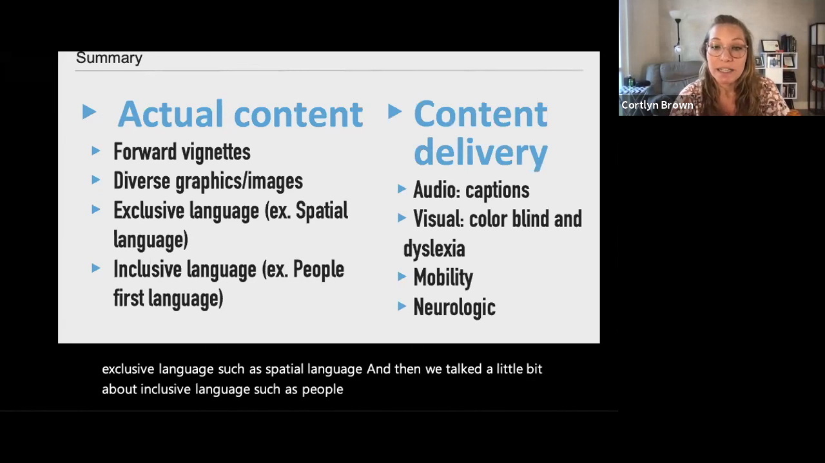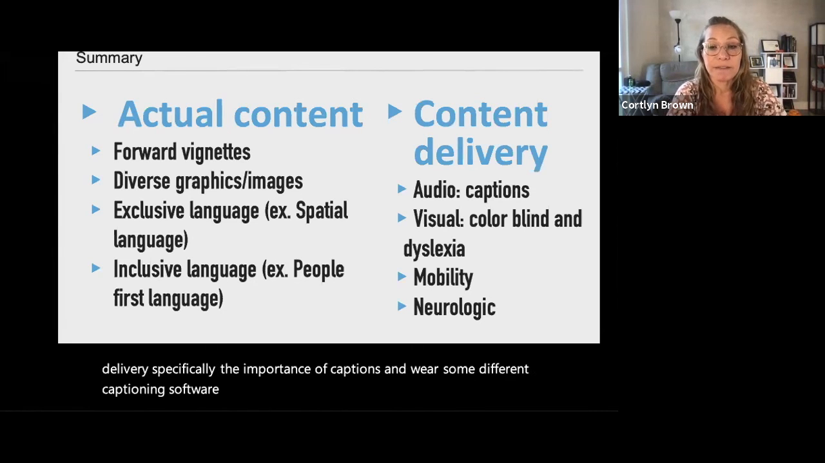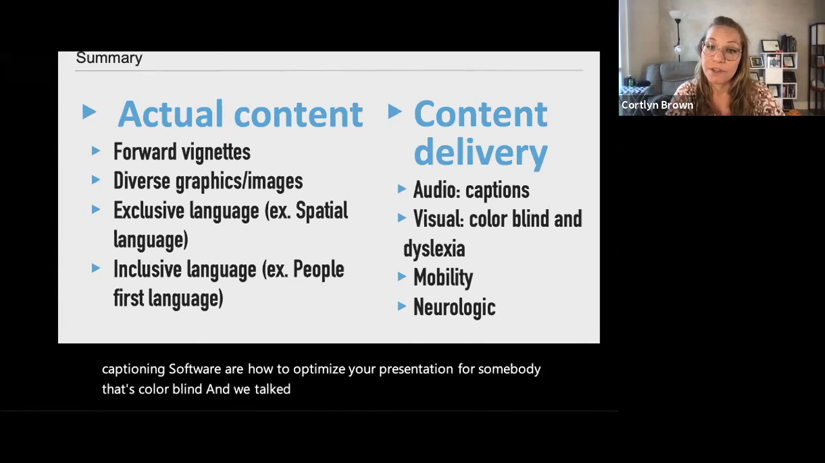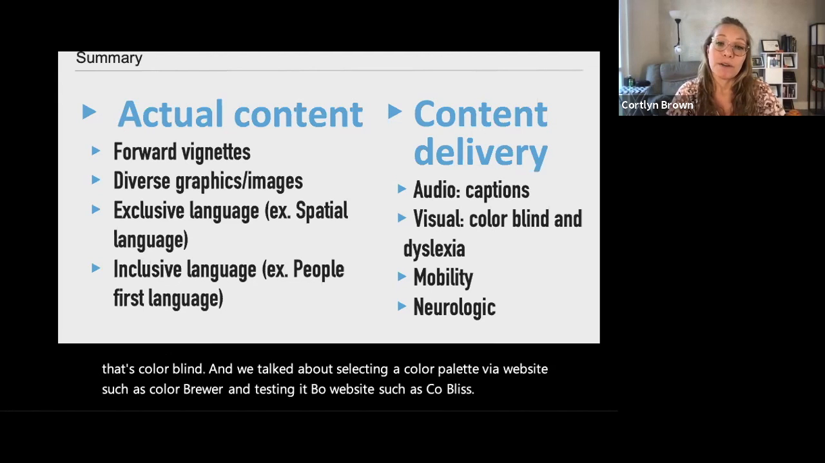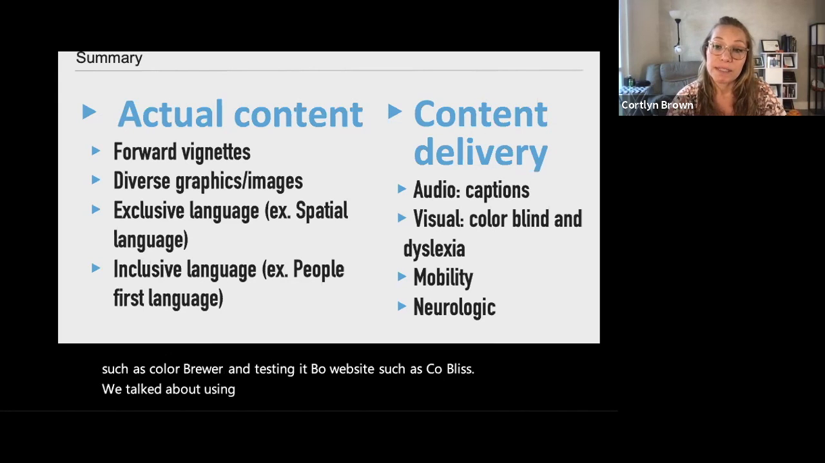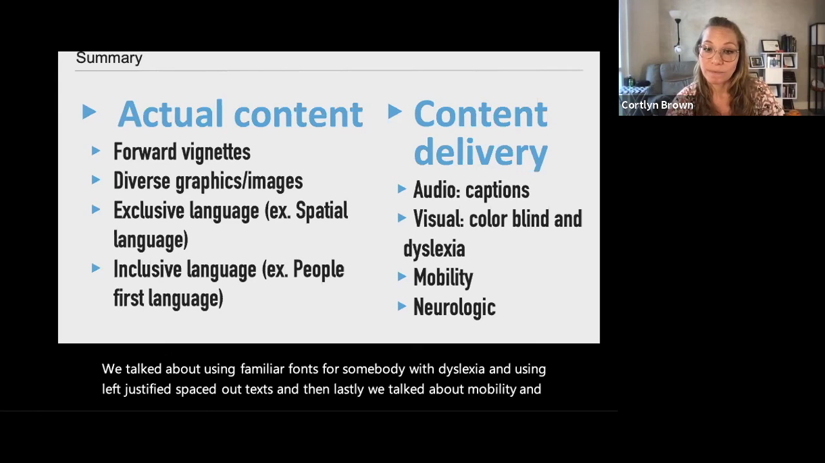Next, we talked about content delivery, specifically the importance of captions and where some different captioning software are, and how to optimize your presentation for somebody that's colorblind. We talked about selecting a color palette via a website such as Color Brewer and testing it via a website such as Coblis. We talked about using familiar fonts for somebody with dyslexia and using left-justified, spaced out text. And then lastly, we talked about mobility and neurologic considerations.